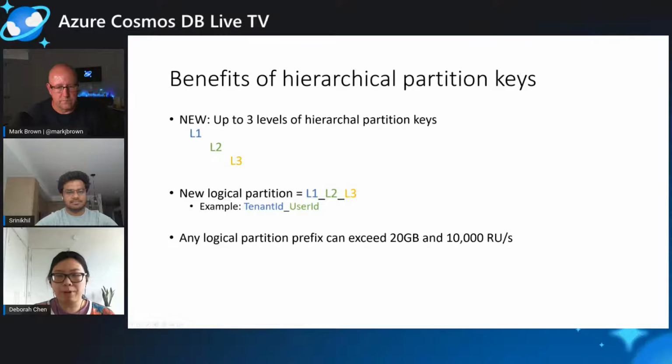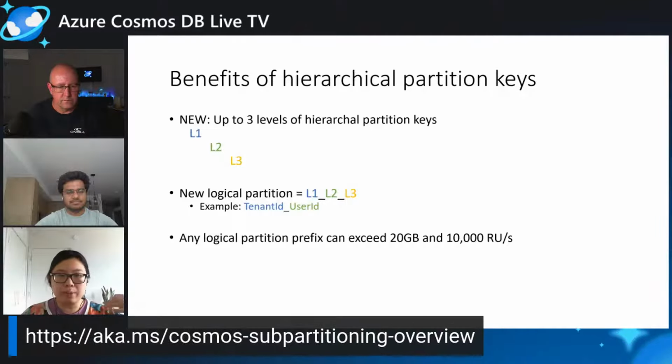Before, when you partitioned only by tenant ID, you ran into the 20 GB limit as soon as a logical partition hit 20 GB. With subpartitioning or hierarchical partition keys, we have the second level granularity, so we can keep letting you write to that tenant beyond 20 GB, 100 GB, whatever amount of data, as long as the effective logical partition of tenant ID and user ID has enough cardinality to stay within 20 GB.